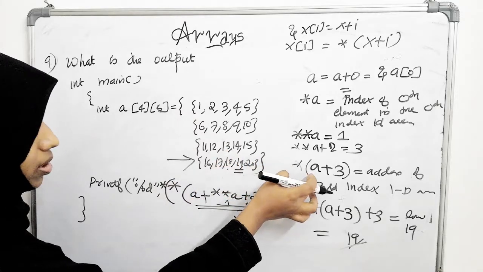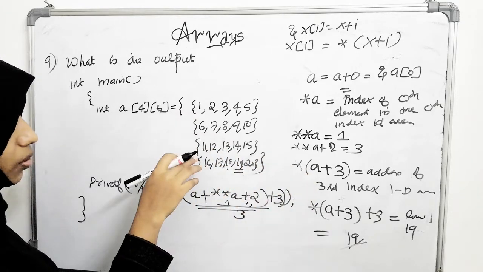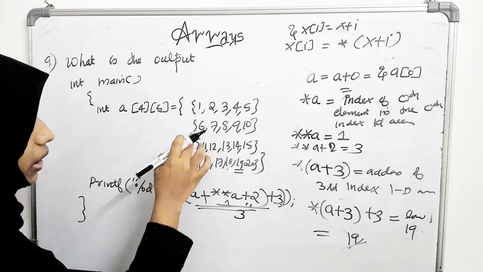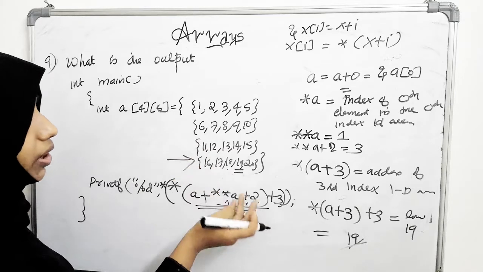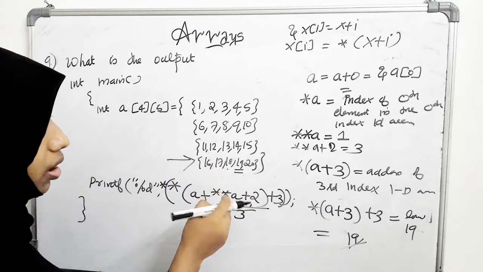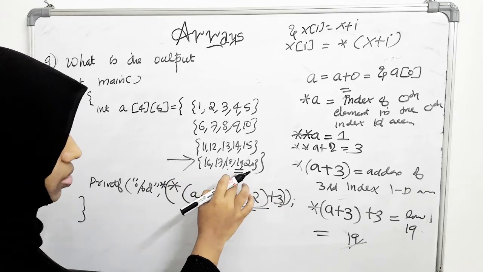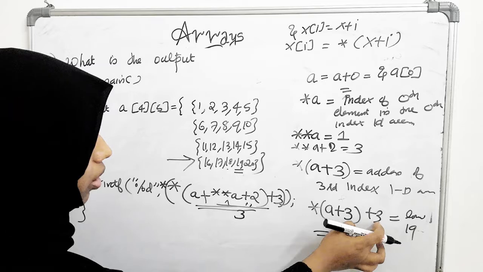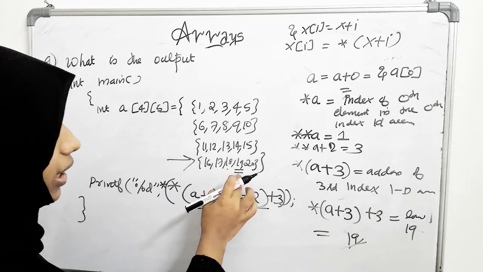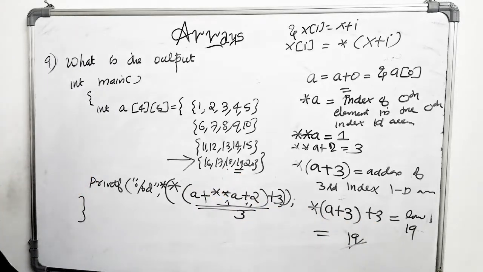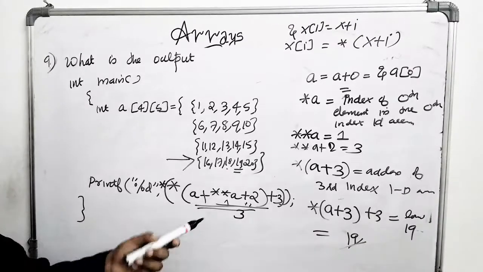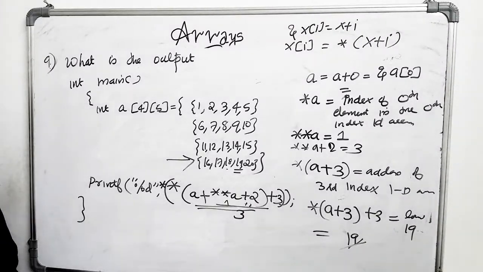Now A plus 3 means the address of the third index subarray. One more star will give you the address here. Now if you put plus 3, that will take you to the element at the third index, the fourth element in this case, so you will get 19 here. Okay, so hope that is clear.